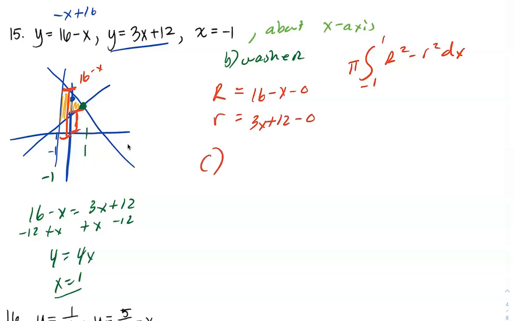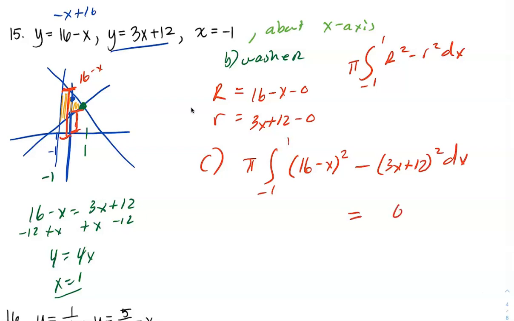Third equation. So that's going to be pi times the integral from negative 1 to 1 of my big R, which is (16 minus x) squared, minus my little r, (3x plus 12) squared, dx. Plug that into your calculator. If you do it by hand, you get 256 pi over 3, or 686.961. So there we go.